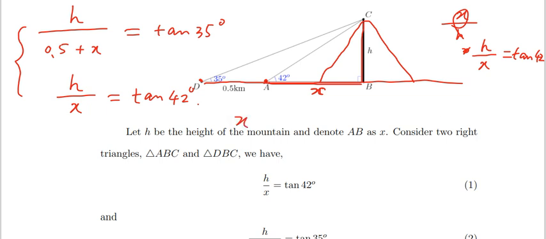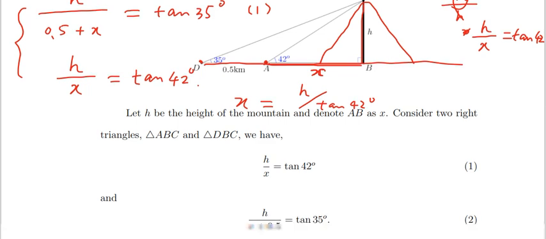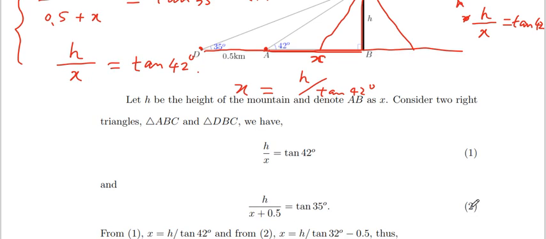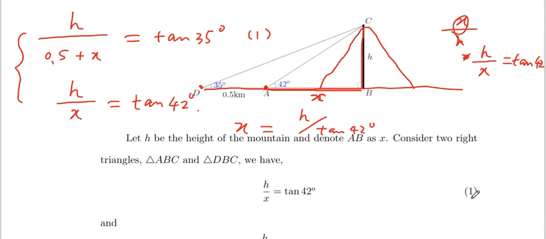So x equals h over tangent 42 degrees, right? X equals this. So we just put this x into the first equation. We call this equation 1. We plug it into equation 1 and we get this.